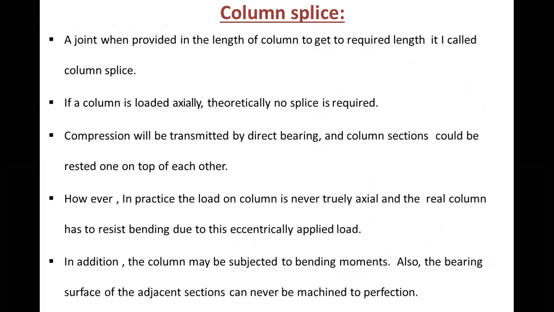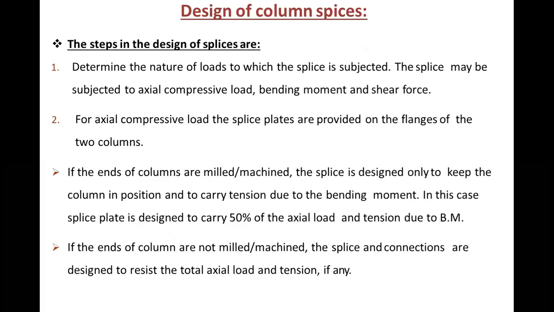A joint provided in the length of a column to get required length is called a column splice. If a column is loaded axially, theoretically no splice is required. Compression will be transmitted by direct bearing and column sections could be rested one on top of each other. However, in practice, load on column is never truly axial and the column has to resist bending due to eccentricity of applied load. So in addition, the column may be subjected to bending moments. Also, the bearing surface of the adjacent sections can never be machined to perfection. Right. So here is the design of column splices.